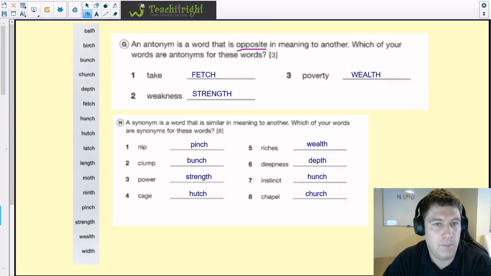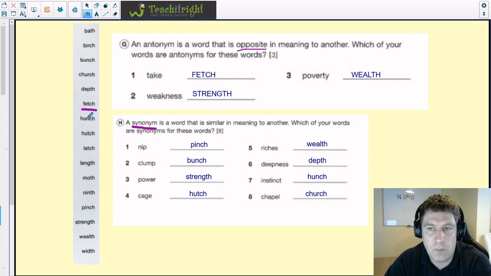Shall we move on? Have a little look at this. Yeah, these are opposite in meaning. I've already underlined that for you. We're going to be doing some synonyms down here, but we actually started with opposite. So the words had to come from over here. So take, and these are in alphabetical order, so it makes it easier to find. Take and fetch are opposites. Number 2, got weakness and strength. And then we've got poverty and wealth. So again, give these ones a tick if you manage to select the right words.